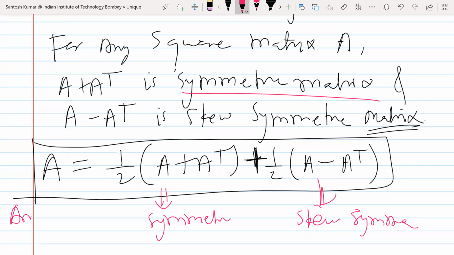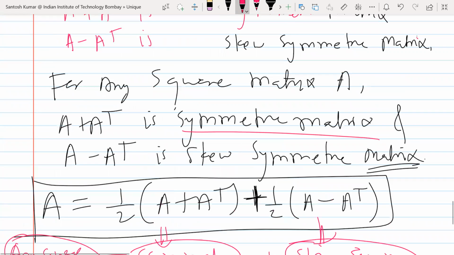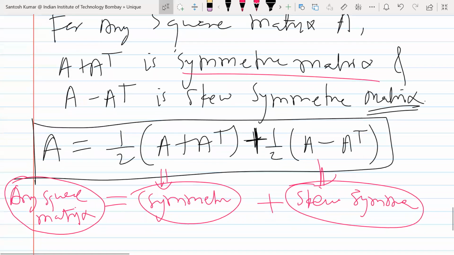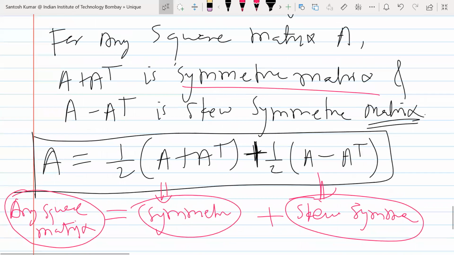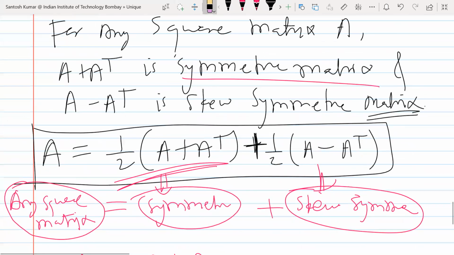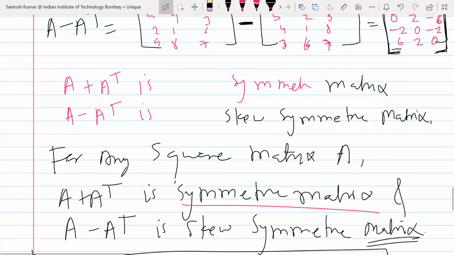So any square matrix you can choose, any square matrix can be written as symmetric plus skew symmetric. And it is unique, so you cannot write it in another way. So sometimes we also write A is equal to P plus Q, where P and Q are unique actually. So every square matrix can be written as the sum of a symmetric and a skew symmetric matrix uniquely.